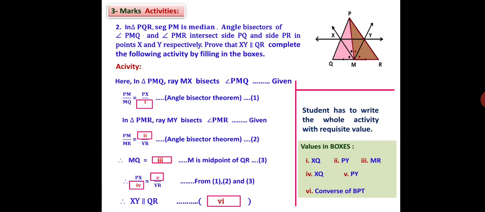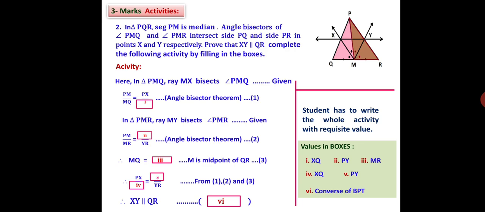So once again I shall go through this problem. Here in triangle PMQ, ray MX bisects angle PMQ. It is given. Therefore, PM upon MQ is equal to PX upon XQ. First box. Now in second, in triangle PMR, ray MY bisects angle PMR. It is given. Therefore, PM upon MR is equal to PY upon YR. At the second box, it will come PY.